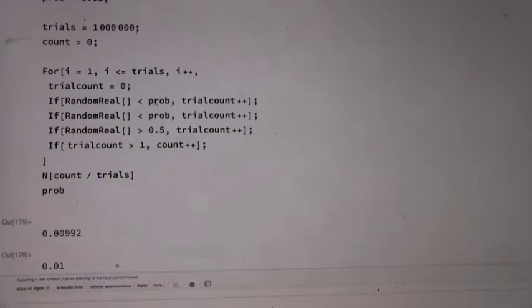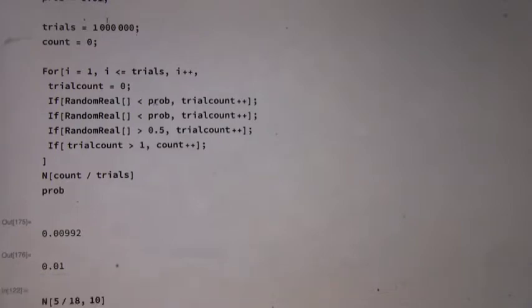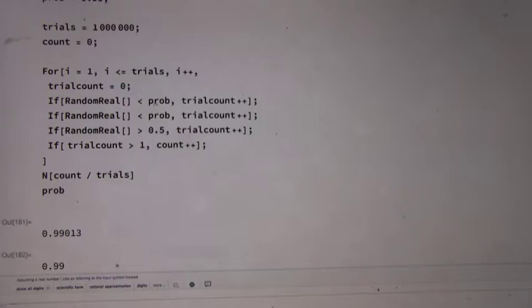Why don't you give me a number for the probability? Maybe at the other extreme, maybe like 0.99. Okay, 0.99 with 1,000,000 trials. Yeah, we're very close to it.